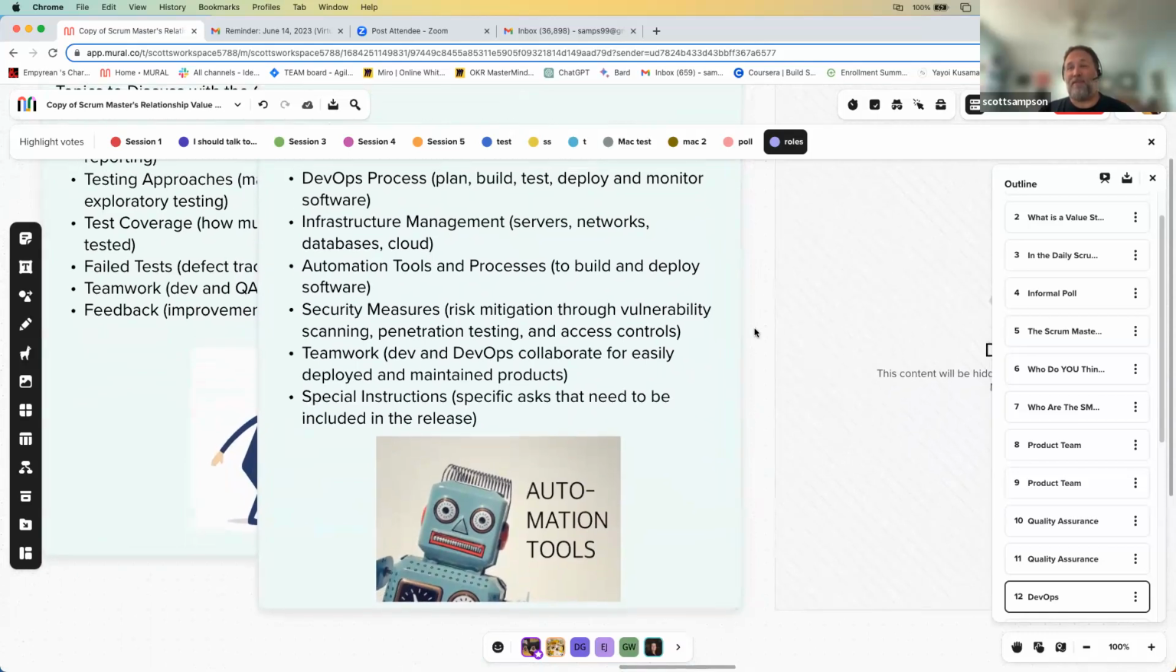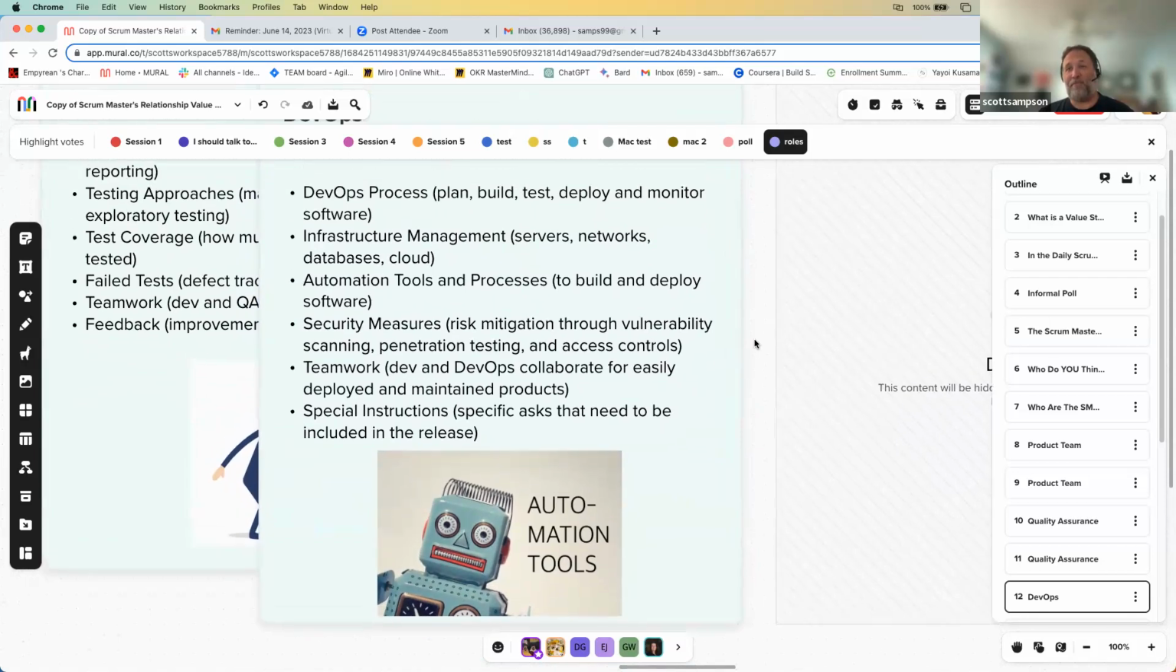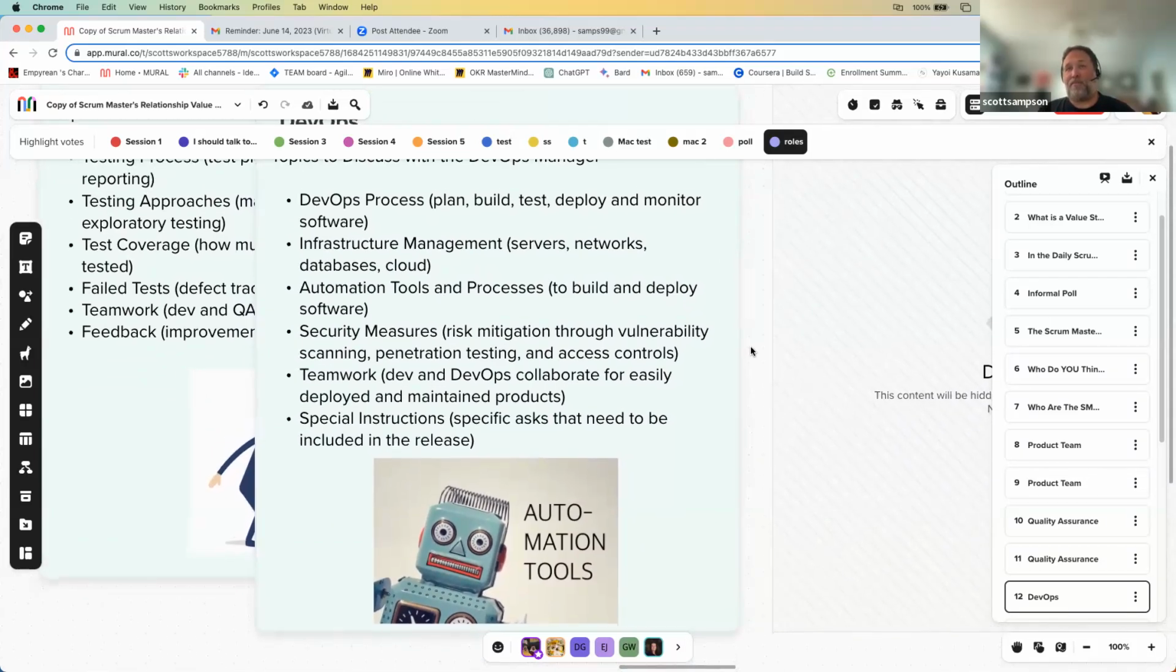And many times these folks are also involved with security. So you can see some of the items that they might be involved with here to protect the company: access controls, penetration testing, etcetera. Those are items that can be brought up with them. Again, teamwork, dev and DevOps. How are they collaborating to prepare for delivering releases, functionality? What works, what doesn't? How can it be better?